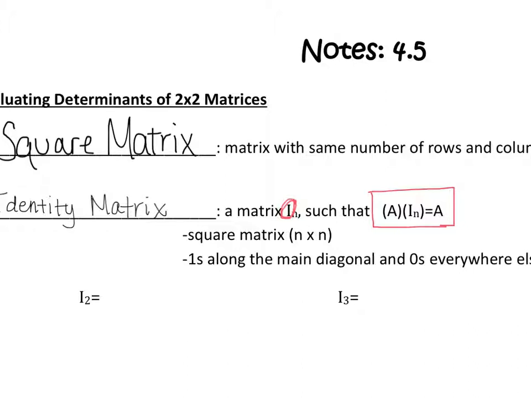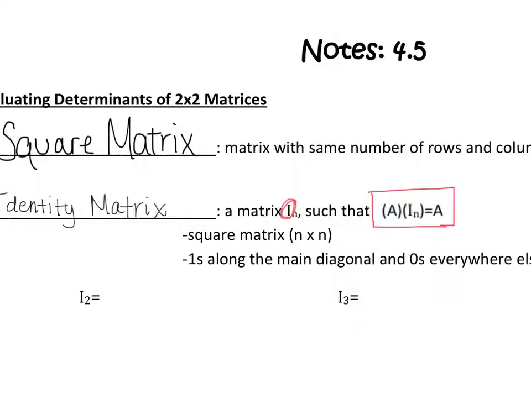Now, specifics about the identity matrix. It has to be a square matrix. It can be 1 by 1, 4 by 4, 20 by 20. It can be any size, as long as it's square. Also, what's inside, that's the part that really matters. It has to be a diagonal of 1s and everything else is 0s.